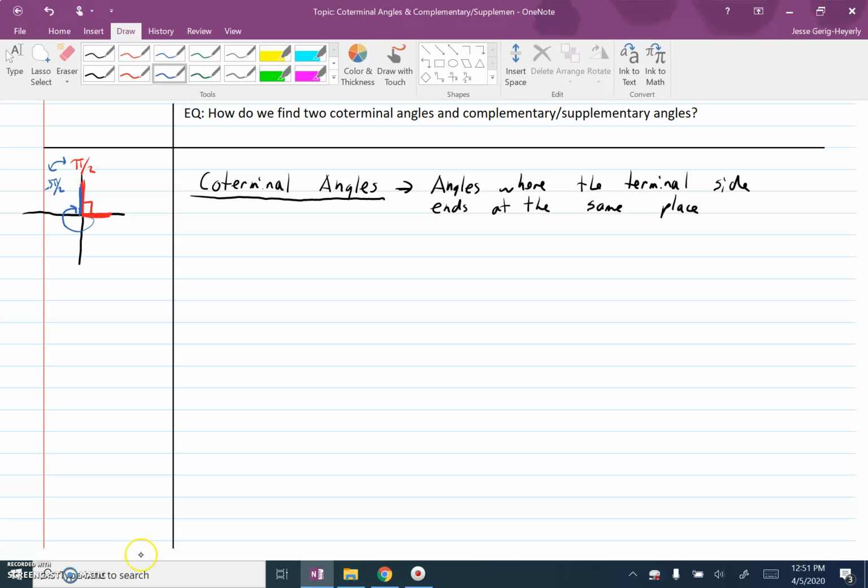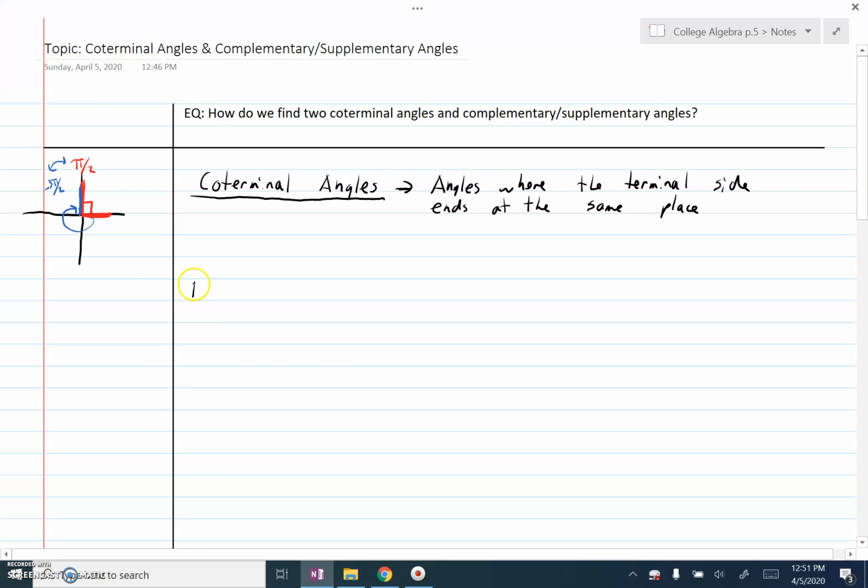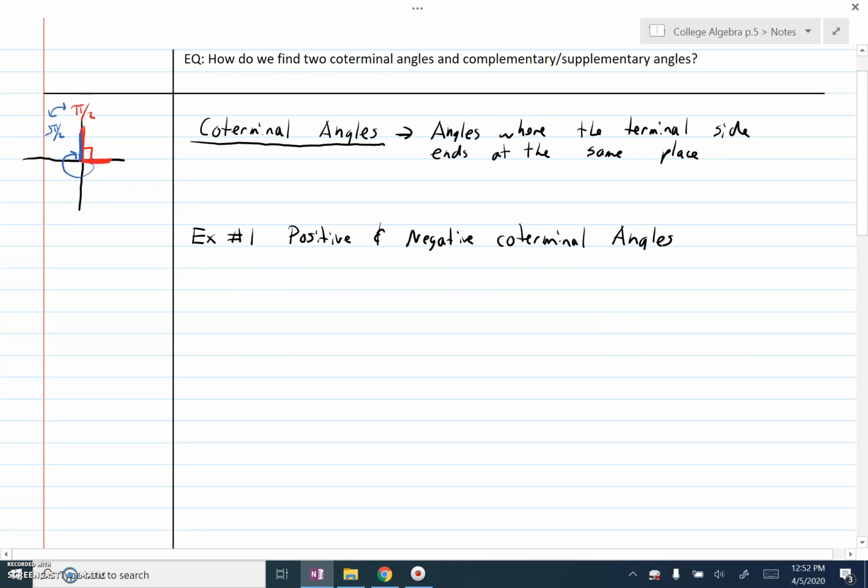So we're going to look at some examples here and just try to name coterminal angles. The directions say find a positive and negative coterminal angle. We'll look at about 4 of these if I have time to go through it. We'll see at least 2 or 3.